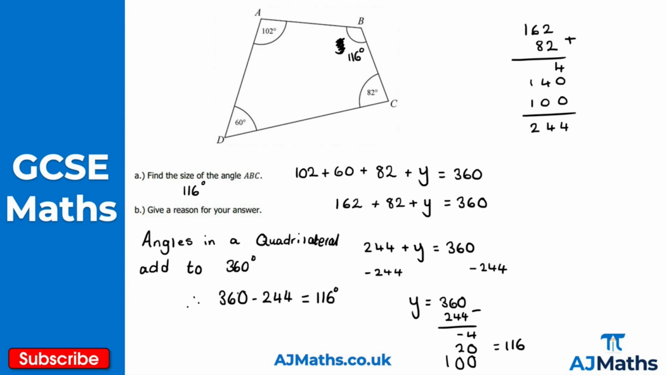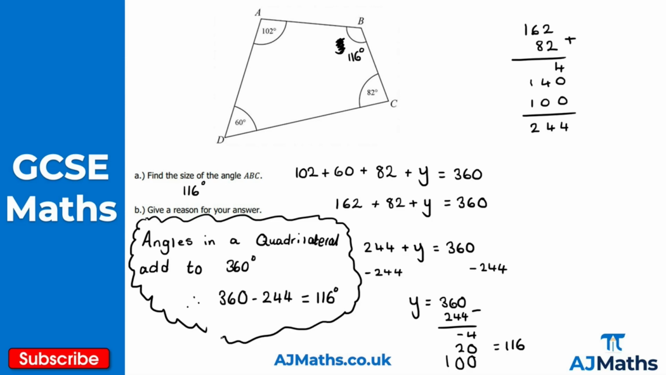And that's all we really need to say there for part B. Just obviously, we're making a key fact here of the fact that angles in a quadrilateral must add to 360 degrees. So let's make a note of that here. And that's our solution to part B.